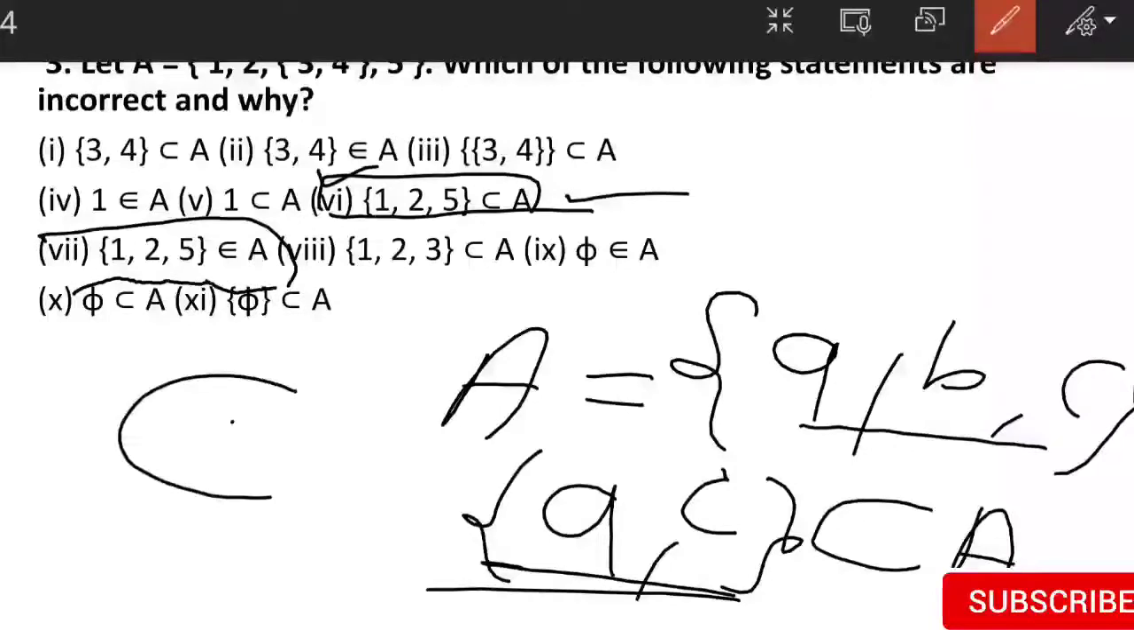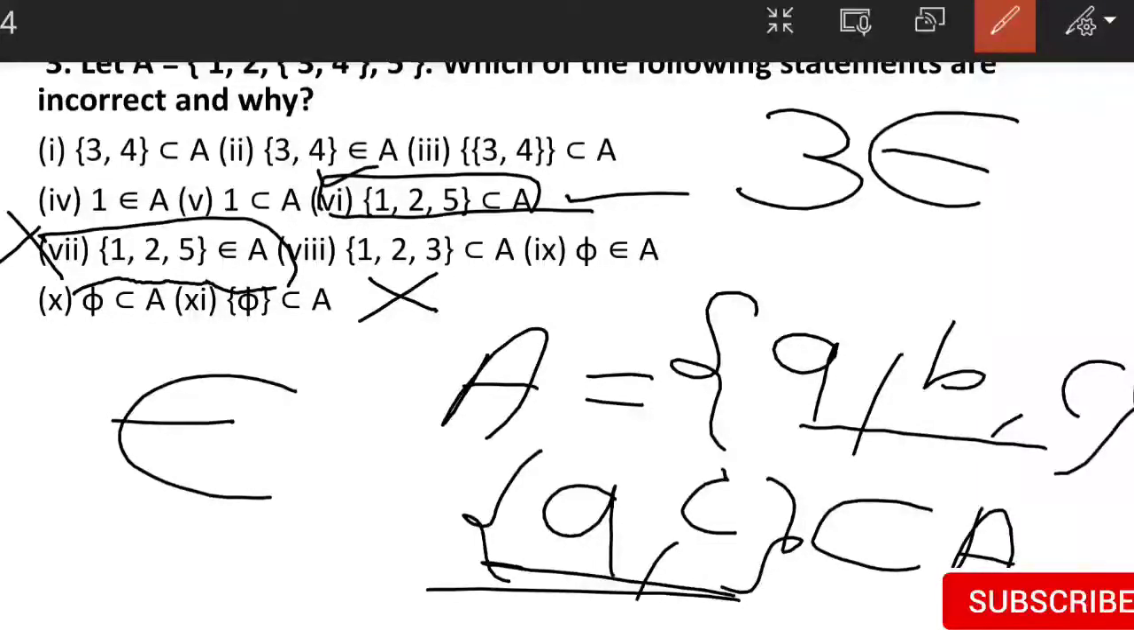This belonging to symbol we use only for the element which is belonging to set A. So given set does not contain element, that element is set of 1 to 5. So it is not correct. Then next is set of 1 to 3 is a subset of A. It is again wrong. Why? Because set A contain element 1, 2 but not contain 3. 3 is not element of set A.